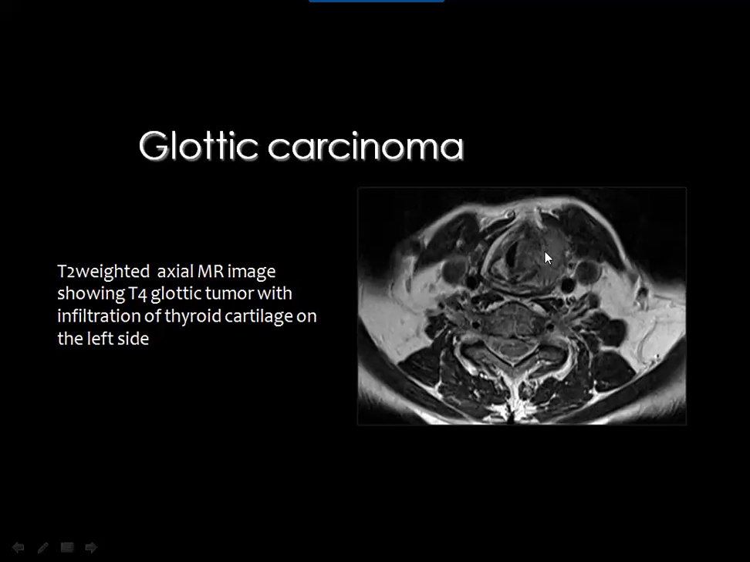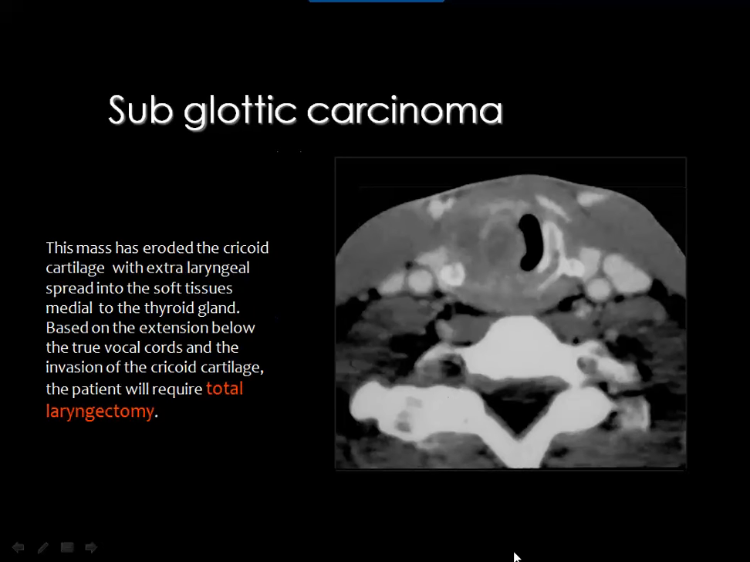On the left side there is a mass infiltrating the true vocal cord with extralaryngeal extension, as you can see here. And subglottic carcinoma is the least common type of laryngeal carcinomas. It occurs below the level of the true vocal cord.